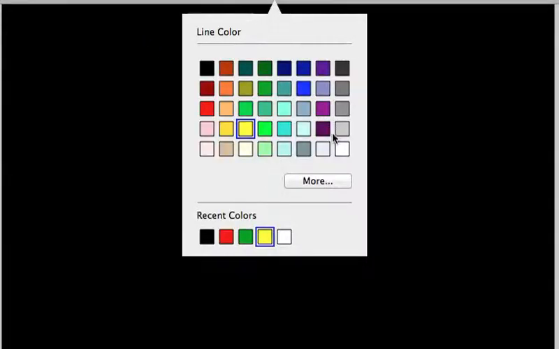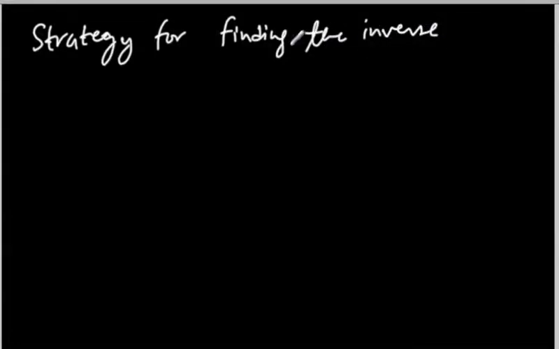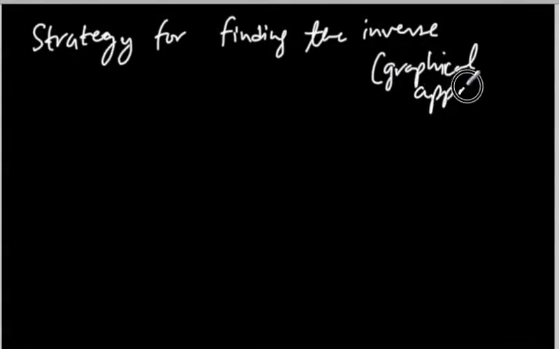So the strategy, let me just write that down. The strategy for basically finding the inverse. Here we'll do a graphical approach. Okay, so say for example I have some function.